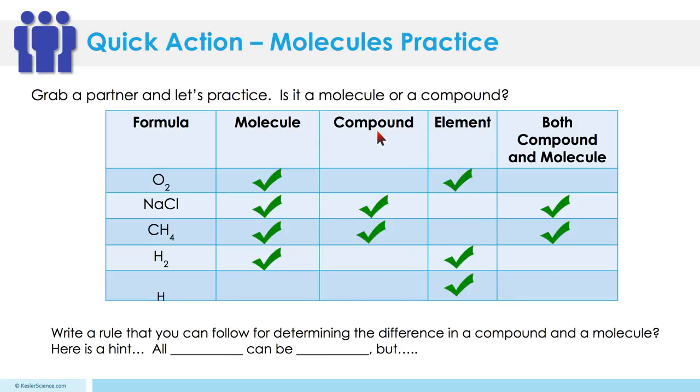Compound, we already know, is more than 1 element. So it could be a long string of elements here, and it will qualify as compound, molecule, and both compound and molecule.